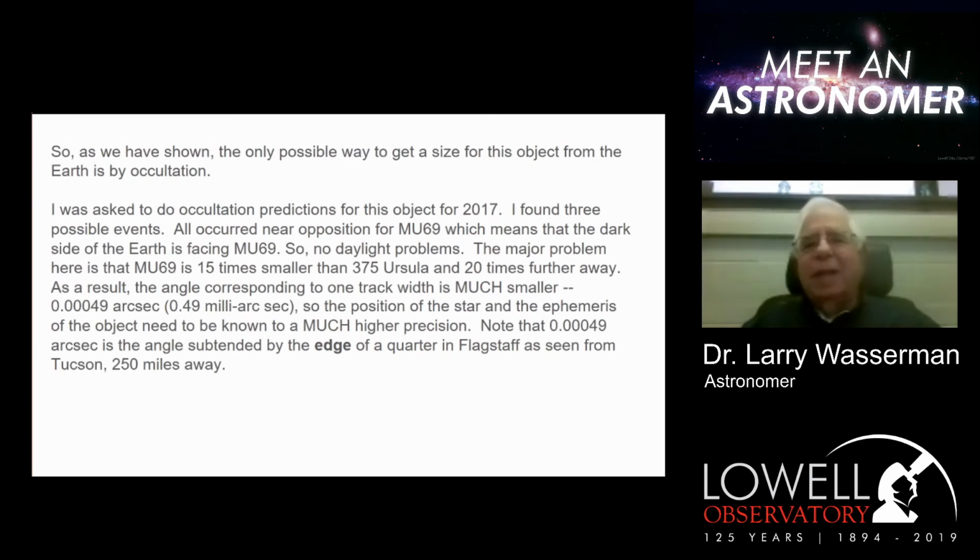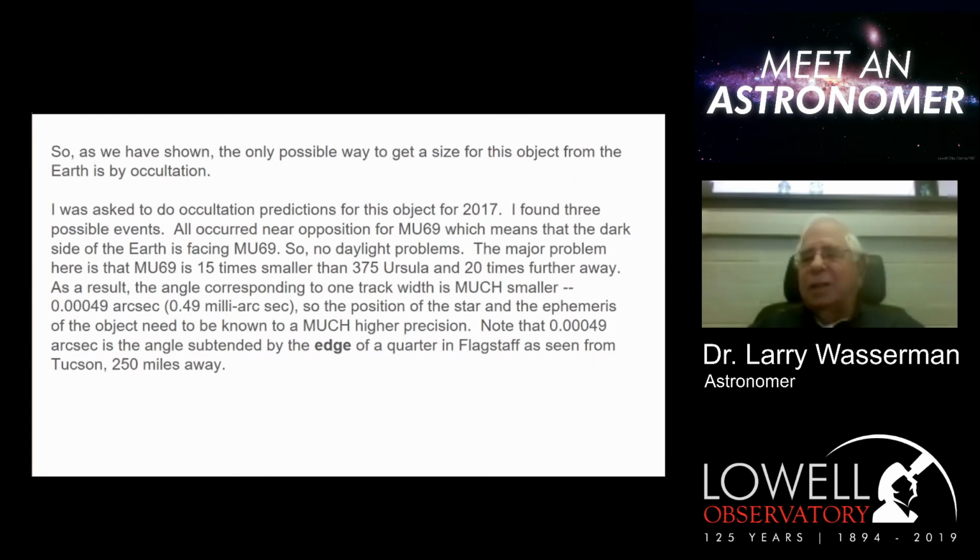Well, the only possible way to get a size for this object from the Earth is an occultation. I mean, this thing's 40 times the distance of the Earth from the Sun away, and it's much smaller than the object I just showed you about, which is Ursula. So I was asked to do occultation predictions for this object for 2017.